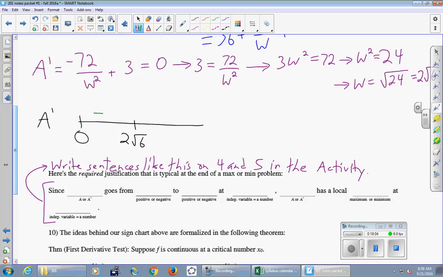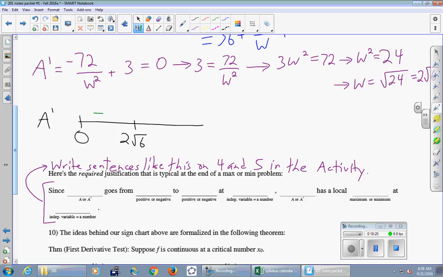But for example, if we had picked W equals 1, which is also inside of this interval, what do we get here for the fraction when W is 1? Negative 72 plus the 3, negative 69, still negative. It wasn't the same negative we got before, but it's negative.